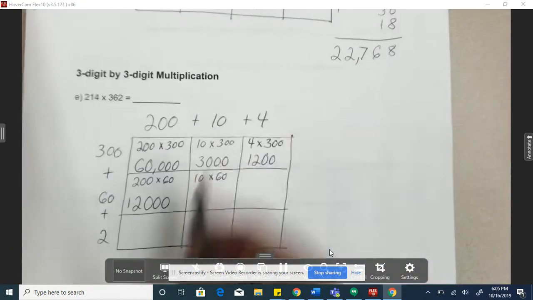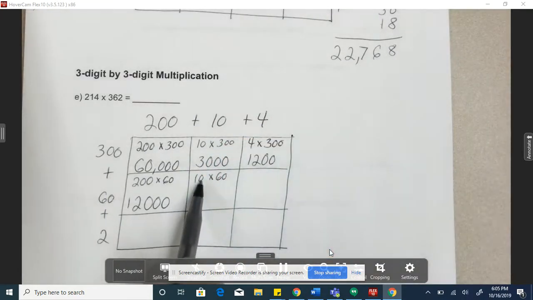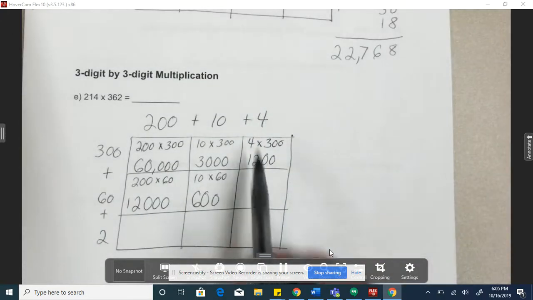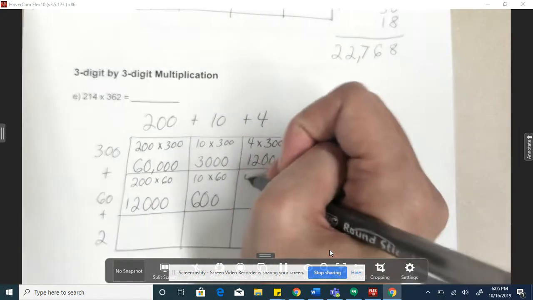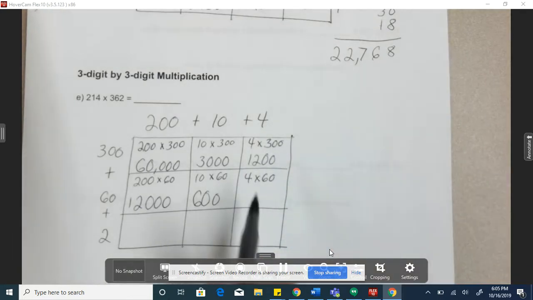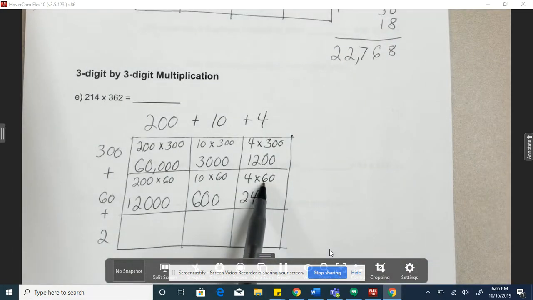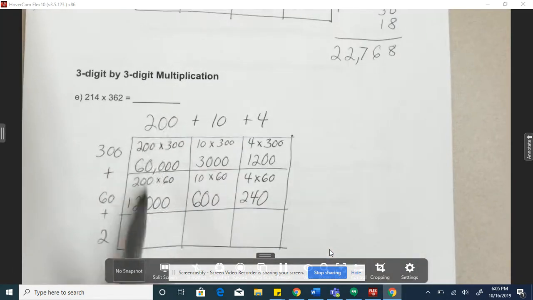10 times 60. Let's see, 1 times 6 is 6. Tens place times tens place is hundreds place. 6 is in the hundreds place. 4 times 60. 4 times 6 is 24. 60 is 10 more than 6, so my answer needs to be 10 more than 24, which is 240.